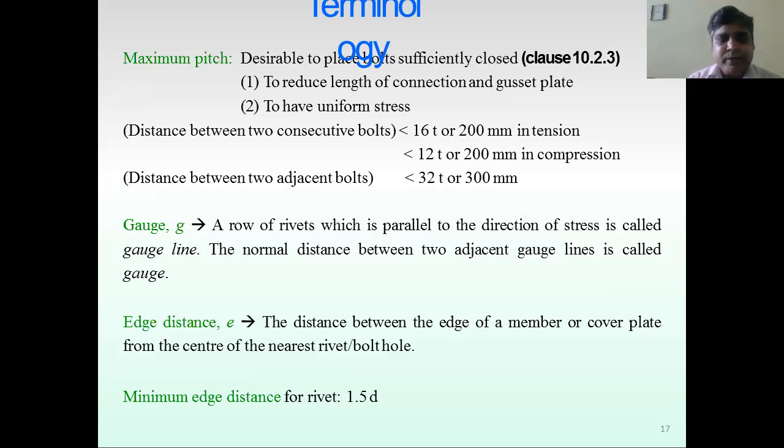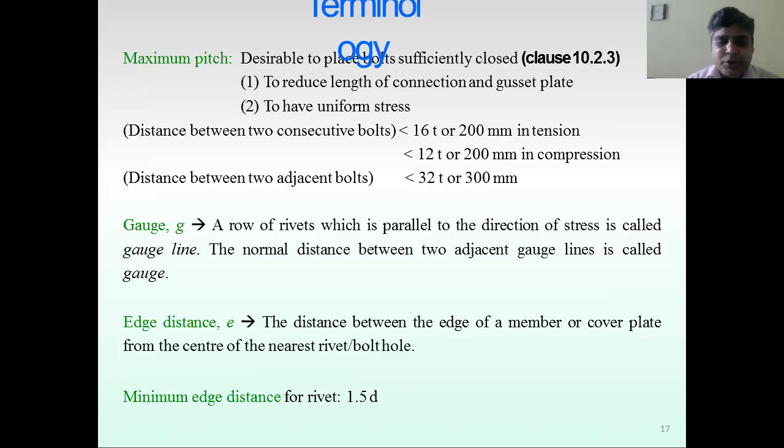Now, the distance between two adjacent bolts is less than 32 T, T the thickness, or 300 mm. Now, gauge. What is gauge? A row of rivets which is parallel to the direction of stress is called a gauge line. The normal distance between two adjacent gauge lines is called the gauge.